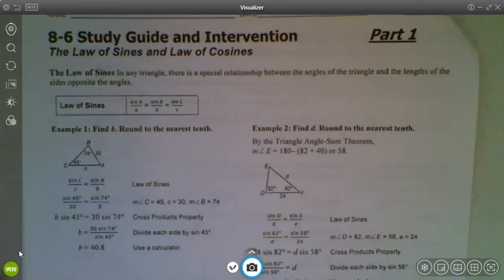Final section of Chapter 8, so we're getting into 8.6. This is another one that we're going to break up into two lessons. So you're going to get Part 1 today. On the other side of this page is Part 2, and we will do that one next time.